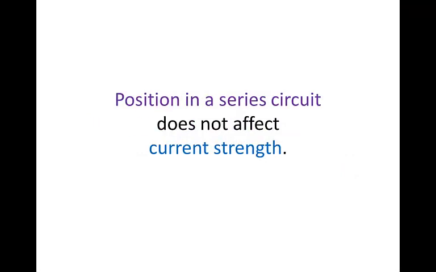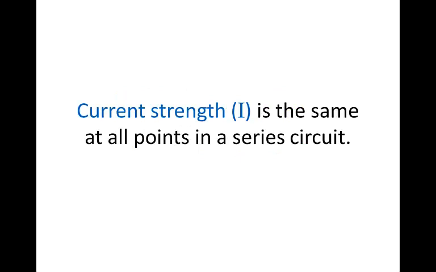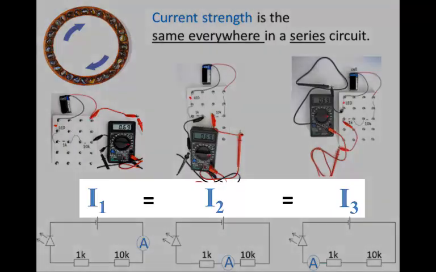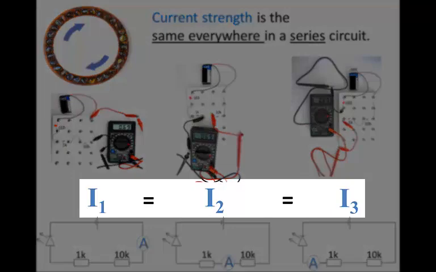And we see that it has no effect. Position in a series circuit does not affect current strength. Or put another way, current strength is the same at all points in a series circuit. I1 equals I2 equals I3.